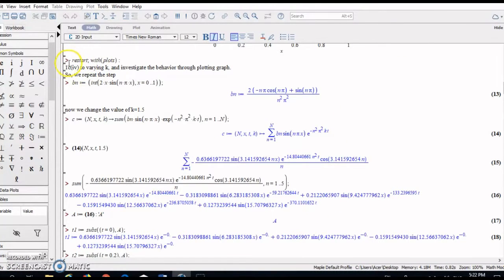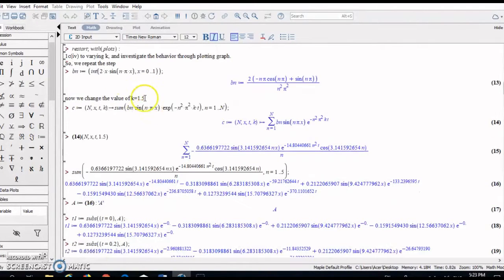For question 1 C4, we first start with plot, because we want to clear all the previous data and plot a graph. For question 4, we want to investigate the behavior through plotting graphs. So we will repeat the steps of 1 C1 until C3. At first we will integrate the Bn, and then this is the Bn value after integrating.